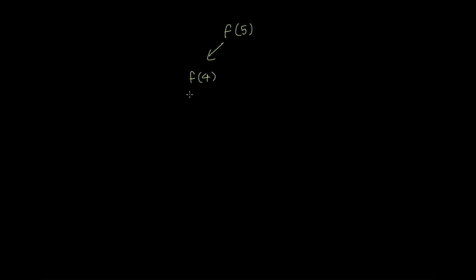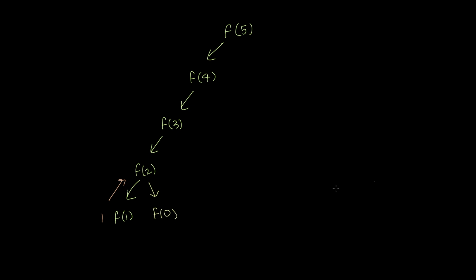Fine. So f of 4 will be calling f of 3, and f of 3 would be calling f of 2, and f of 2 would be calling f of 1. Here our solution actually starts giving some results. f of 1 returns a value of 1 to f of 2. So when f of 1 returns a value of 1 to f of 2, f of 1 pops out and f of 2 calls the second function, f of 0.